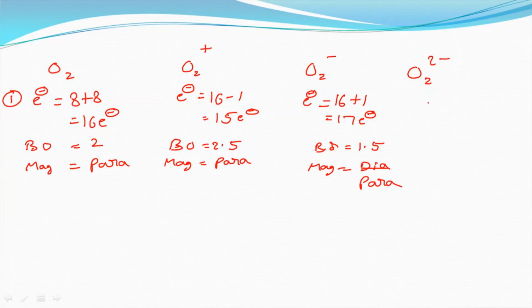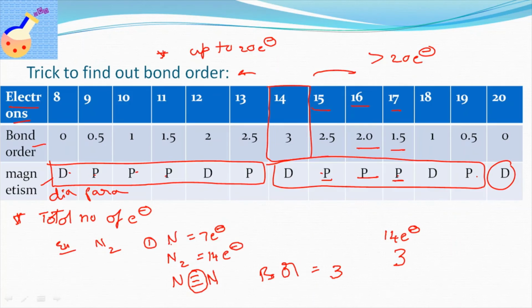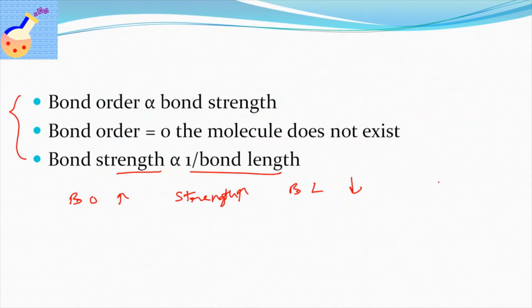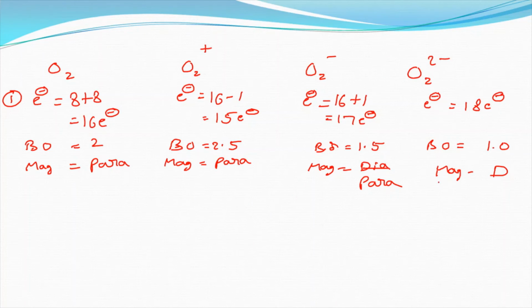For O2 2 negative, total number of electrons are 18 electrons. So bond order is equal to 1. And what is the magnetic nature? It is dia. Let me cross check it with the table. 18 electrons, bond order 1, diamagnetic. Got it? See how simply we can find out the bond order and magnetic nature by using the trick, right? This is the one type of question.